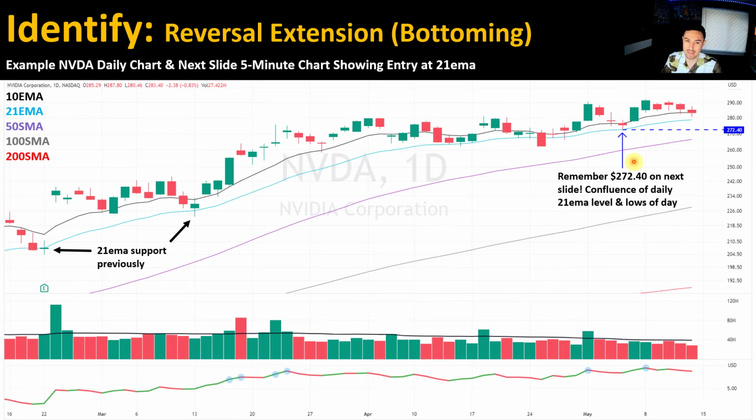So what you can then do, if you see a leading stock pulling back to a key moving average, in this instance a 21 EMA, we could think about it as the 50 SMA as well, is look for reversal extensions on the lower time frames. I'm already going really in depth. This video is going to be extremely in depth, okay? It is just a really in depth video.